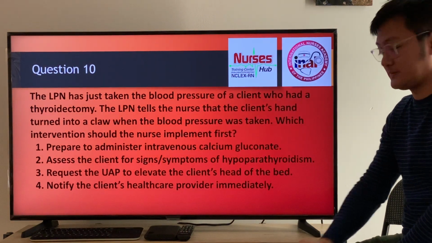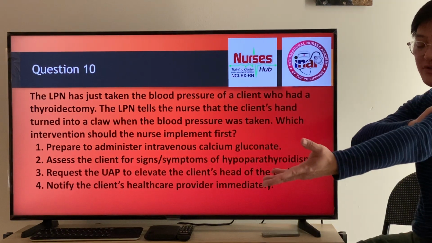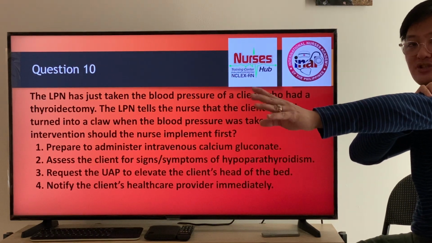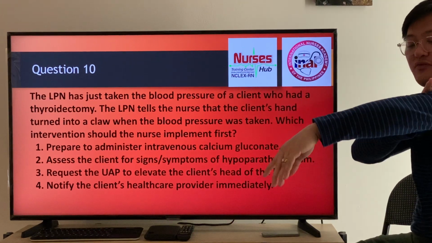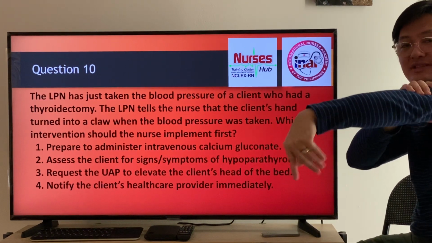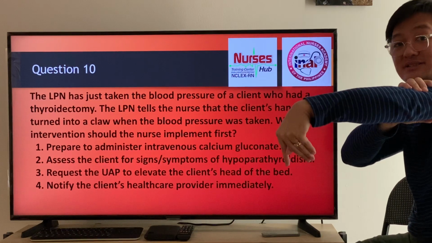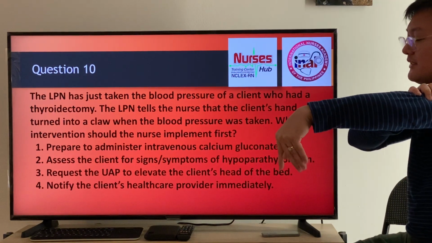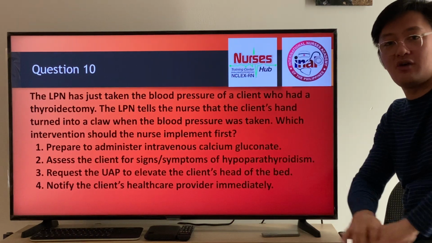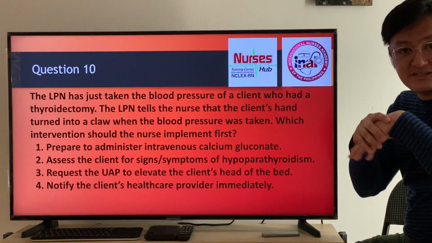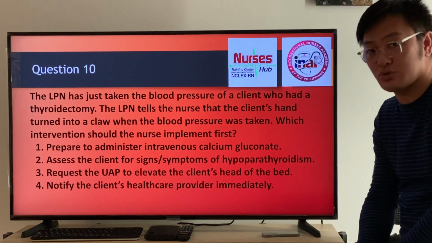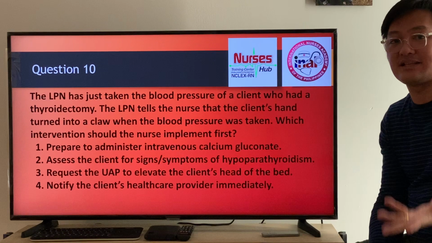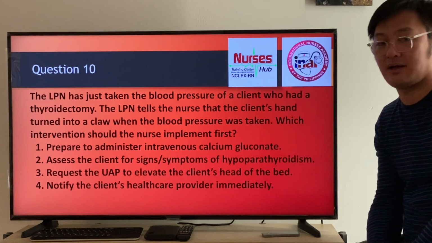LPN took the blood pressure. So when the LPN took the blood pressure, the LPN notices that the hand of the patient turned into a claw like this. So if the patient assumes this manifestation or positioning, okay? This is a clear manifestation of what type of sign? You call this sign Trousseau, okay? Some would say Trousseau, some would say Trousseau, but nevertheless, it's a sign of hypocalcemia.